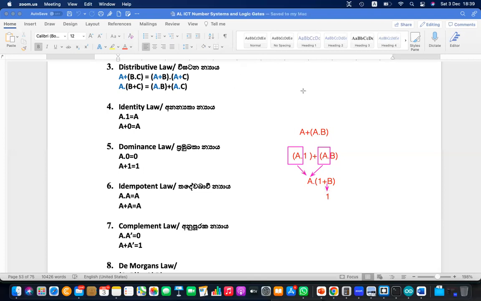Then this is still A. So you have A dot 1 now. A dot 1 is A according to the identity law. Now what has happened? Now this is solved. Now this is the left hand side. Left hand side, LHS.